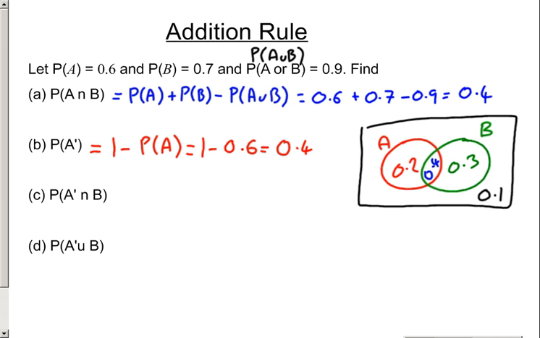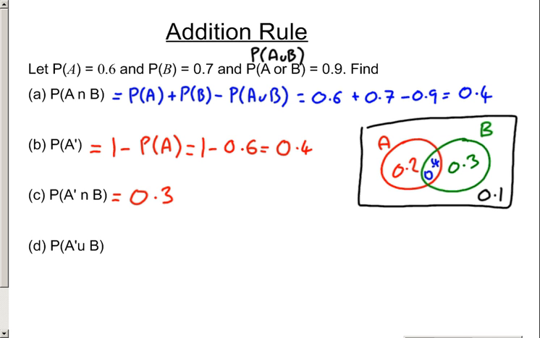The probability of A complement intersection B, so everything that's not in A but is in B, and that we can see is just the stuff that's just in B. From the Venn diagram, that's easy to see. 0.3. It's the stuff that's not in A, but is in B. So not inside the red circle, but is inside the green circle.